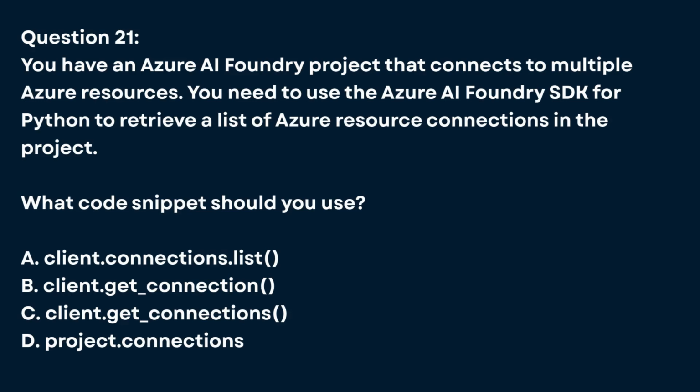The options are: Option A, client.connections.list(). Option B, client.get_connection(). Option C, client.get_connections(). Option D, project.connections. Pause for a moment and think.